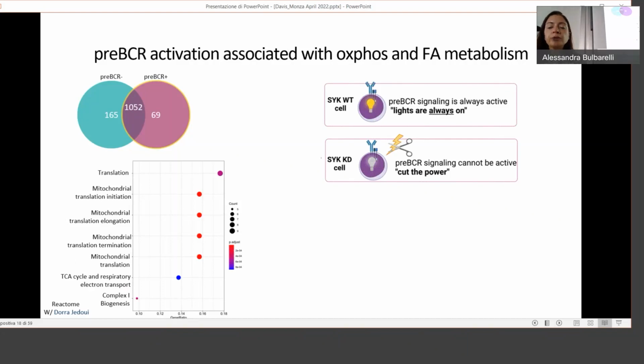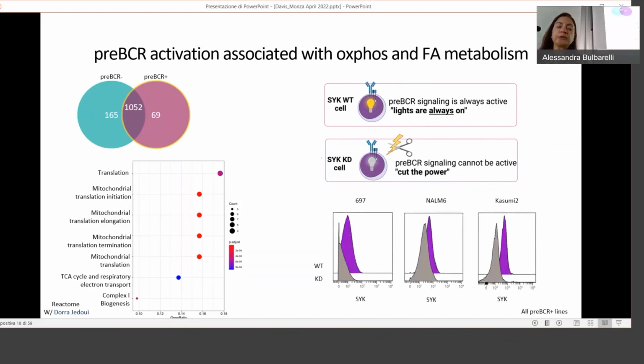And so Yuxuan went to make some tools for us to then be able to interrogate this a little bit further. So hypothesizing that this is all happening with this activation in the pre-BCR, we went to the most upstream of our identified proteins, which is Syk. And she made a series of Syk knockdowns in ALL cell lines in order to essentially be able to see what's the difference when you have this constitutive activation versus when you can turn that off with the knockdown. And so here's 3 examples of pre-BCR positive lines, 697s, NOM6, and Kasumi2, showing total Syk after the knockdown.